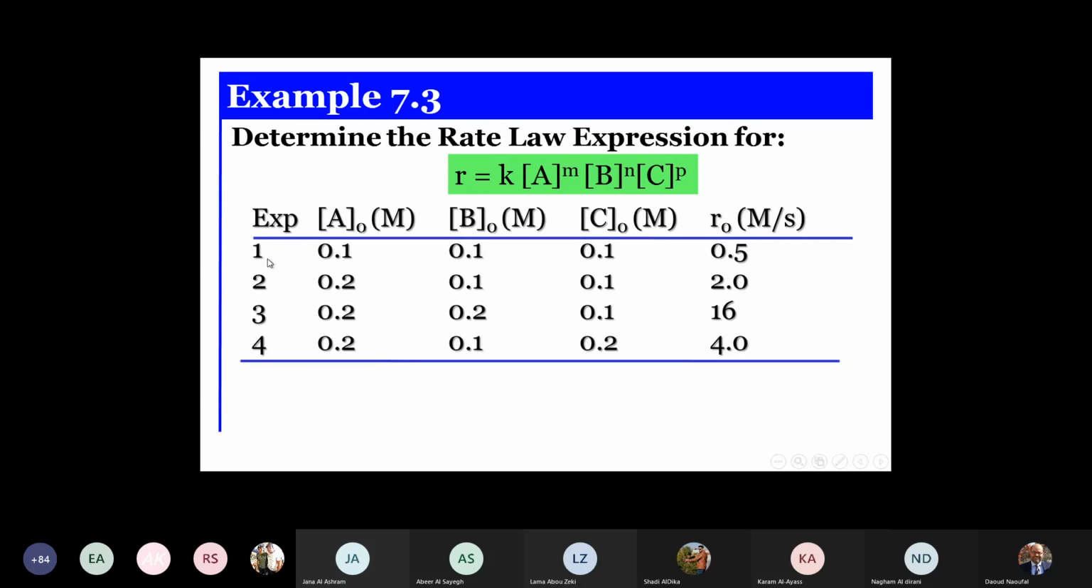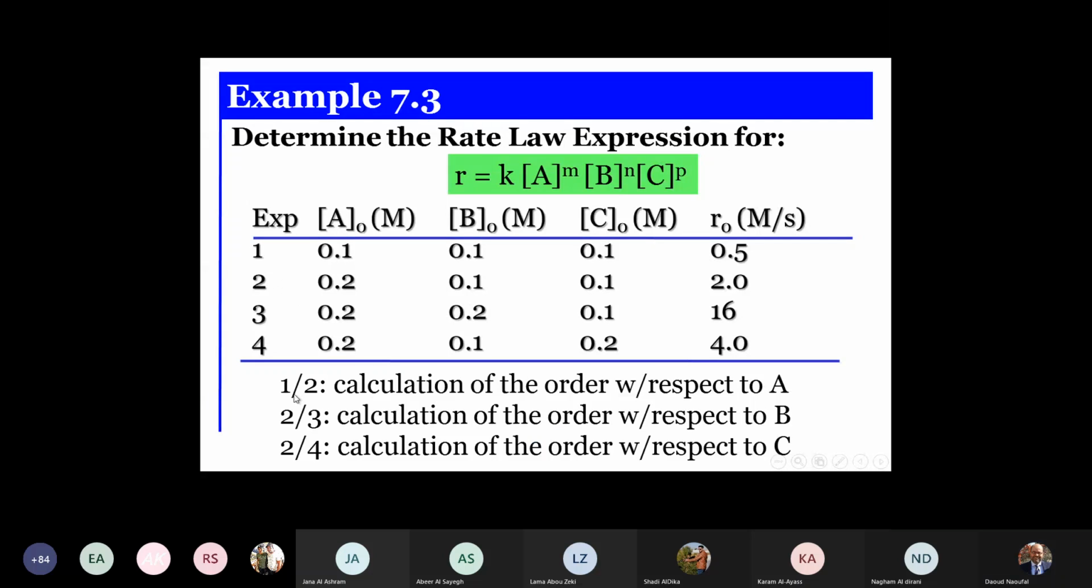Divide 1 over 2, I obtain m. Divide 2 over 3, we eliminate A0 and we eliminate C0, so we can find the partial order with respect to B. Divide 2 by 4, we eliminate the concentration of A0 and we eliminate the concentration of B0, so we can obtain the partial order with respect to C, which is p.